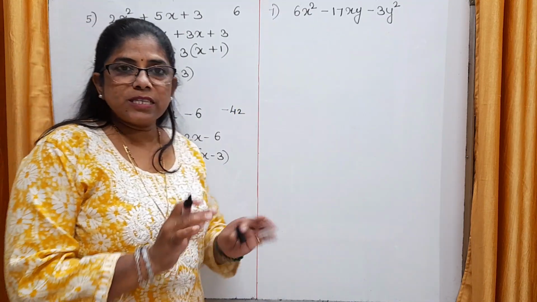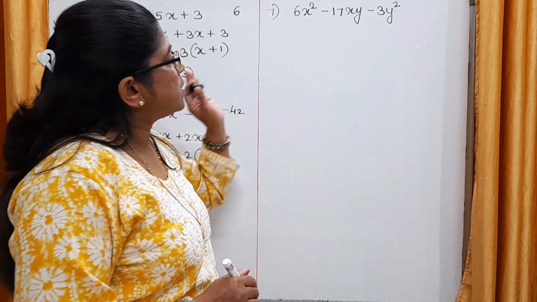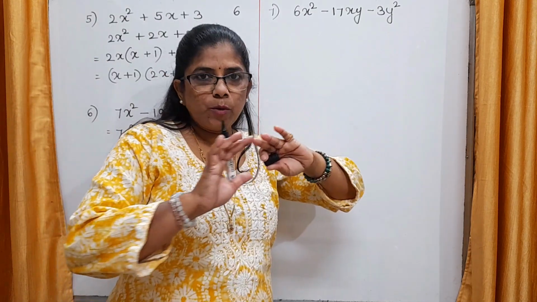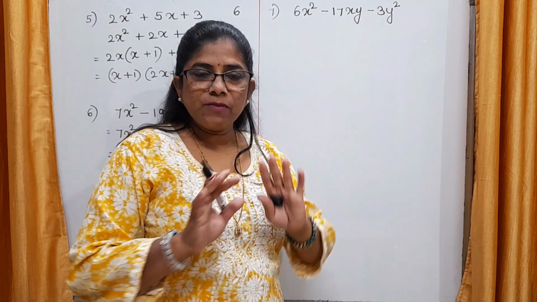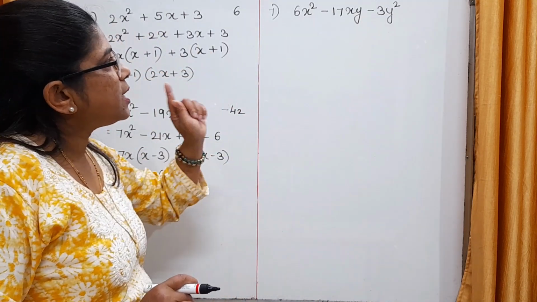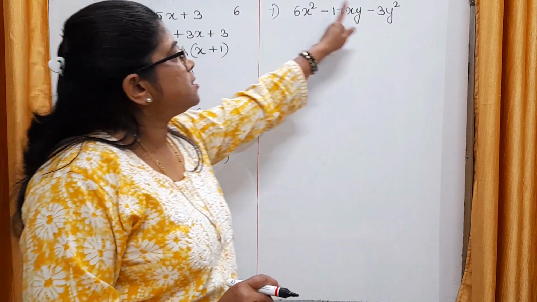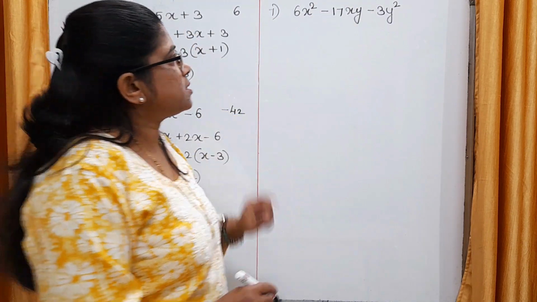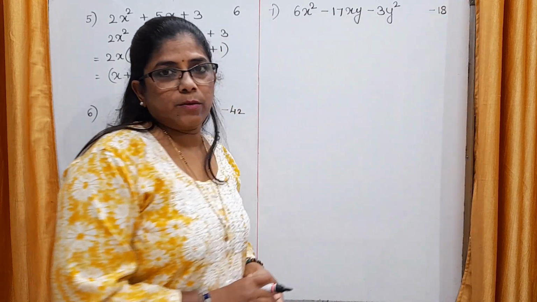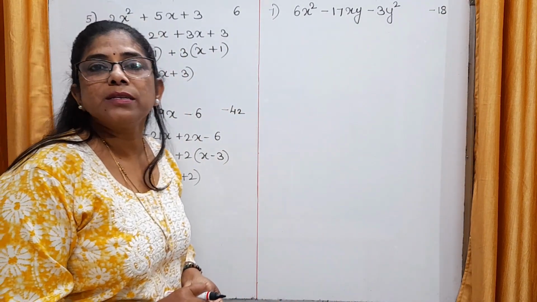Now here the seventh example is 6x² - 17xy - 3y². Don't worry about the variable. Even here the last term is having a variable. Don't worry, it will be solved properly. Just take care of the numbers. 6 into -3, the product is -18.